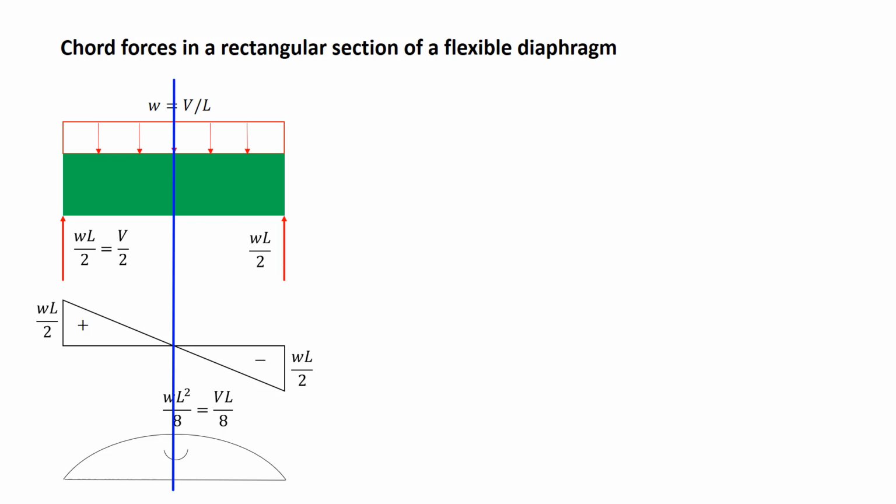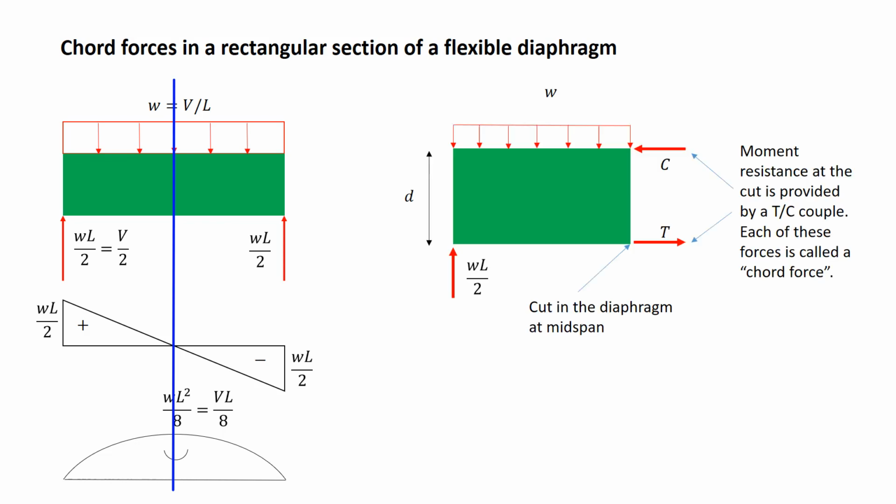Let's make a cut right at the center of this diaphragm where we have the maximum moment. This is what it looks like. We have at that center section a tension compression couple, and moment resistance is provided by this tension compression couple. Each of these forces, the tension and the compression, is called a chord force. We'll reinforce these sections of diaphragm in special ways so that we attract these loads in such a way that we can develop these tension and compression couples.